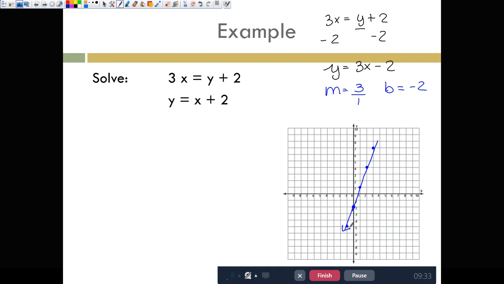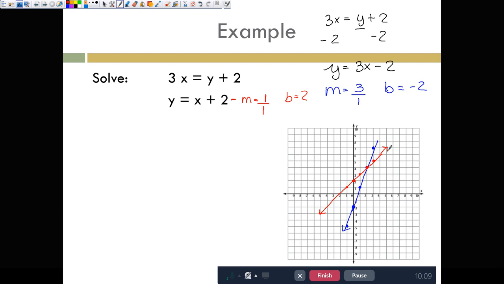Okay, and then for this one, my m is what? What's the number in front of x? For this equation right here. 1. And my b is what? 2. And this would be the same as 1 over 1. So I'm going to start at the y-intercept, which is 2. I'm going to go up 1 and 1 to the right, up 1, 1 to the right. We're going to go down 1, 1 to the left. And I'm going to draw my line.